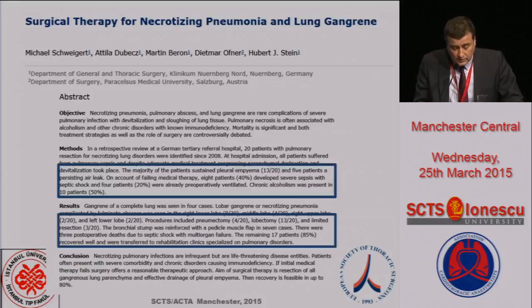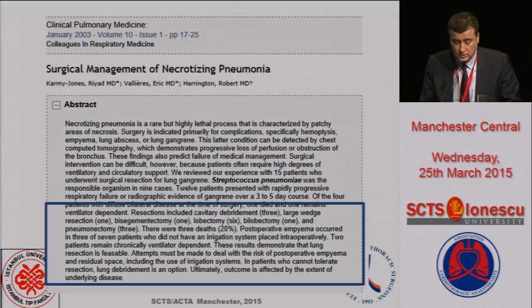If we look at the other series, we can see that procedures include lobectomy, pneumonectomy, and limited resections. The stumps are always secured with healthy tissues, and the postoperative deaths are due to septic shock and multi-organ failure, and the mortality rate is around 14%, which can be acceptable in such mortal situations.